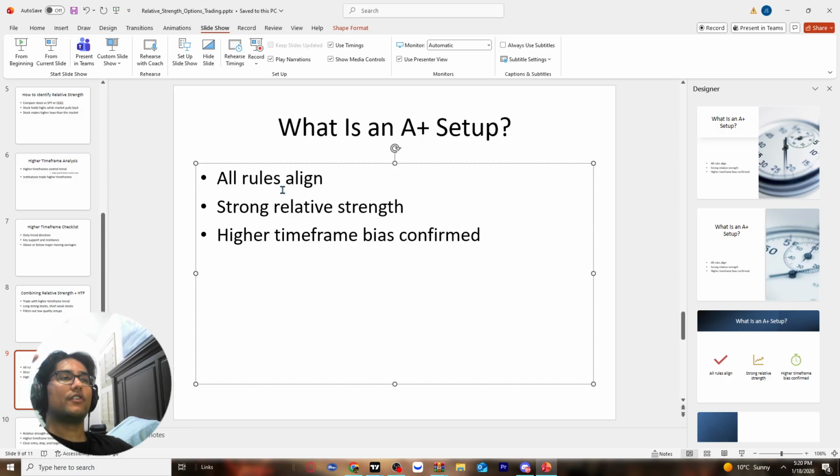If we're showing higher highs and higher lows, which is bullish price action on the higher time frame, and we're also showing strong relative strength, then it's high probability. You always want to take high probability setups, right? I'm telling you guys, the market has so much money, if you get the direction right, you will make money.